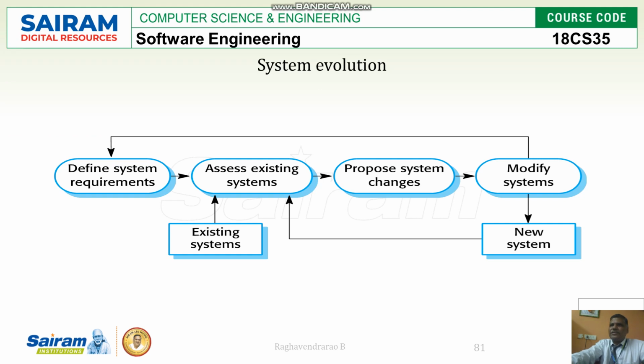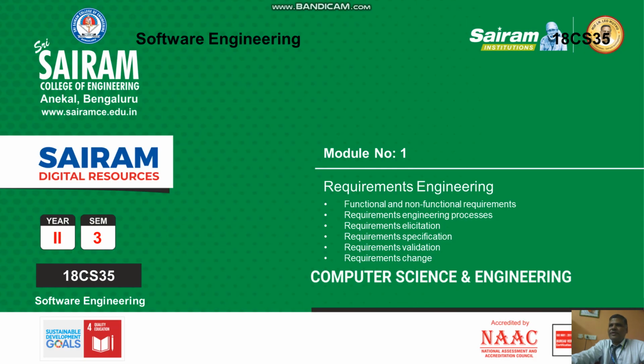So that ends the software process activities. Next is requirements engineering. Here basically we have so many things in this. You see functional and non-functional requirements, requirements engineering processes, requirements elicitation, requirements specification, validation, change. These are all required for the implementation of the project. Functional and non-functional requirements, what are those? We have to see that.